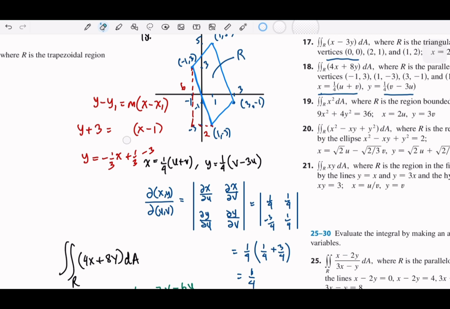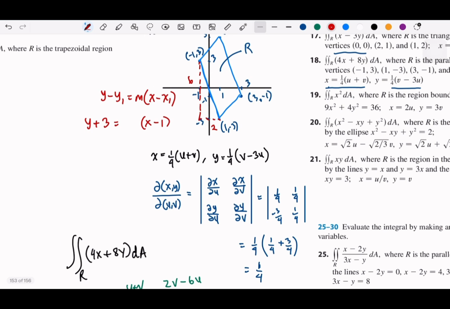Why is this negative 1/3? Should be... sorry. It should be -3, right? Okay, sorry, I'm confusing myself. So y equals -3x plus 3. So now it's correct, right? Am I doing it correctly?